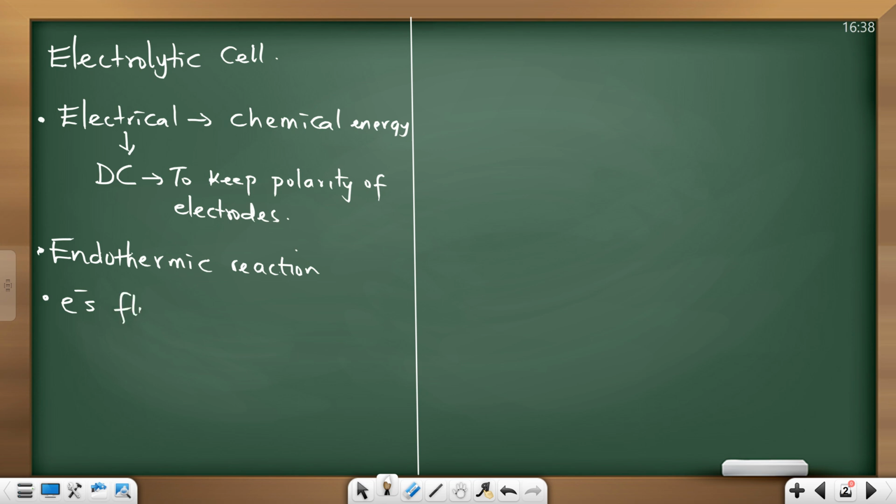Generally, electrons flow from where? From anode to the cathode. Alphabetically, from A to C. Alphabetical order, A to C. What do you know about the cathode? An important point is the cathode increases in size.